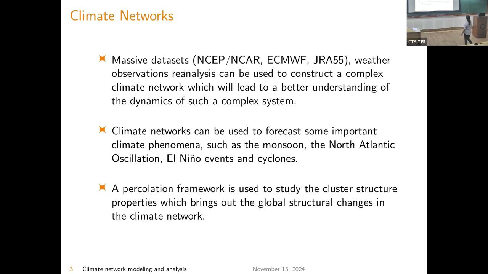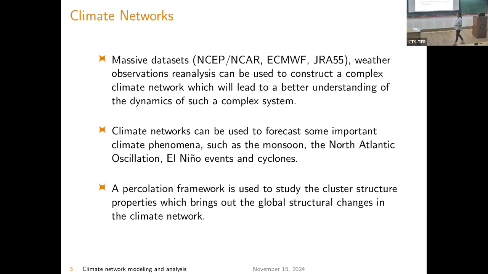We have various massive data sets available of precipitation and humidity at various levels. We have temperature, near-surface temperature, and sea surface temperature data. We have wind data, wind velocity, which is available from the National Center for Environmental Prediction and National Center for Atmospheric Research, US-based organizations, then the European Centre for Medium-Range Weather Forecasts, and the Japanese reanalysis data set.